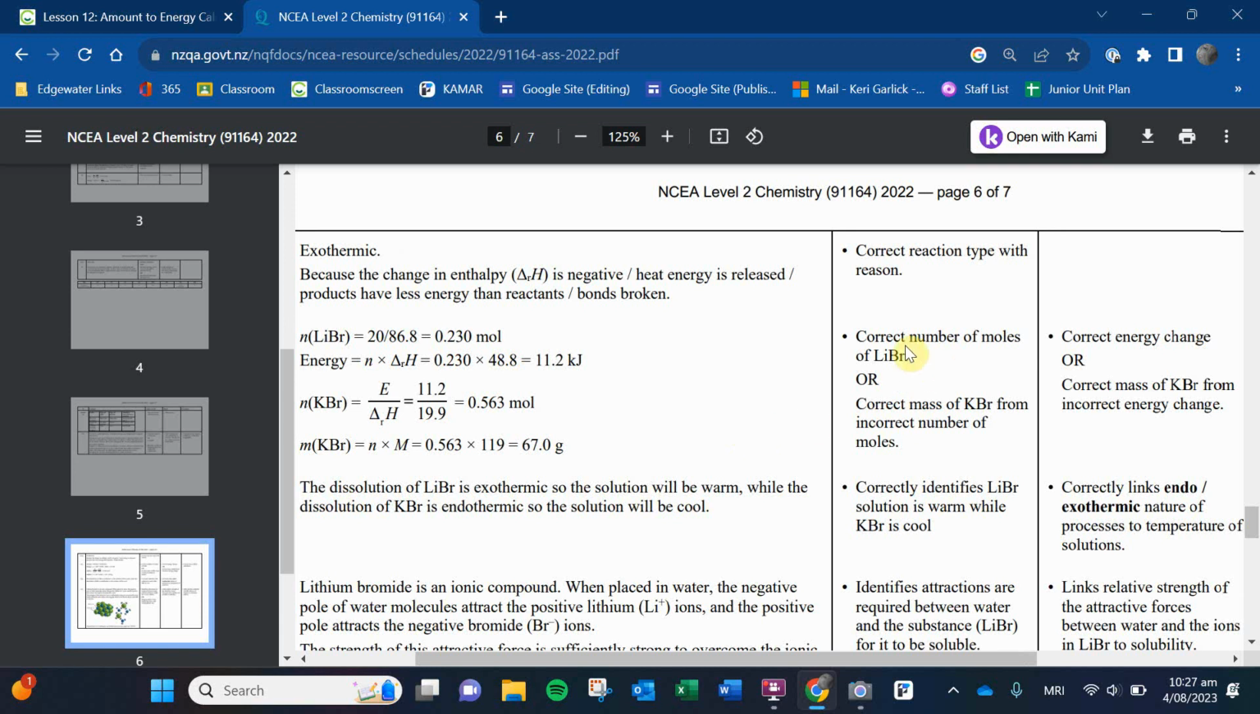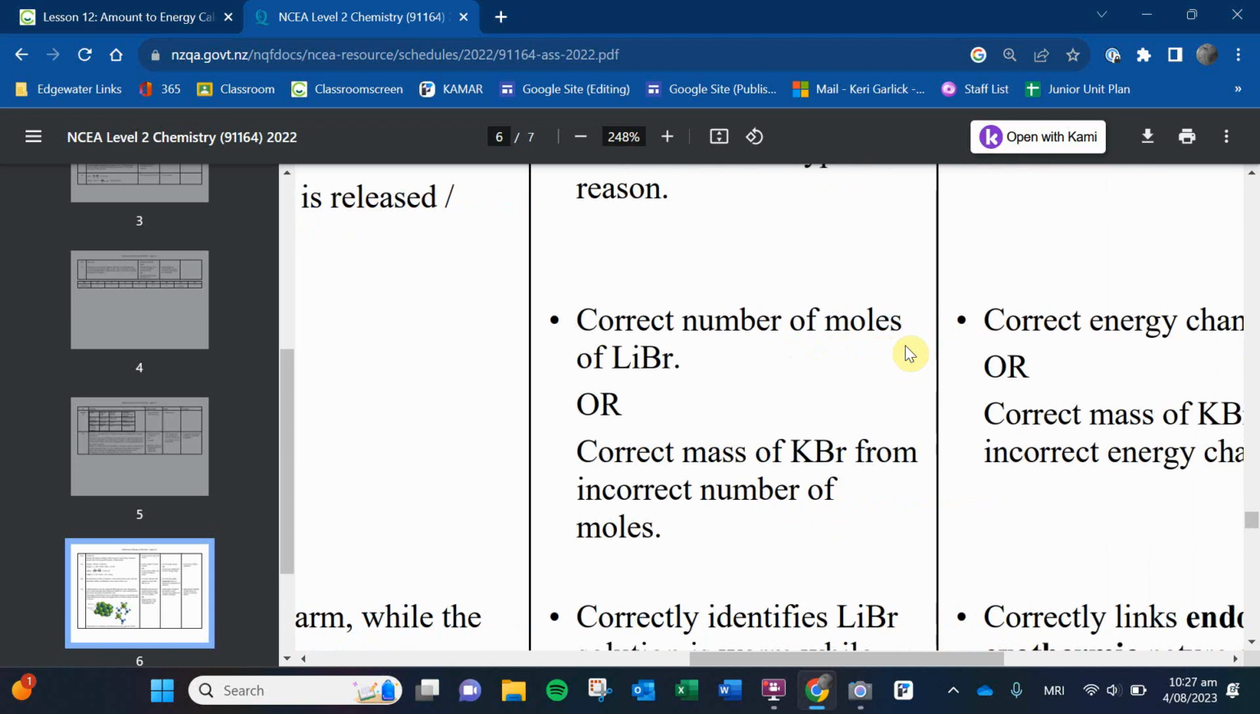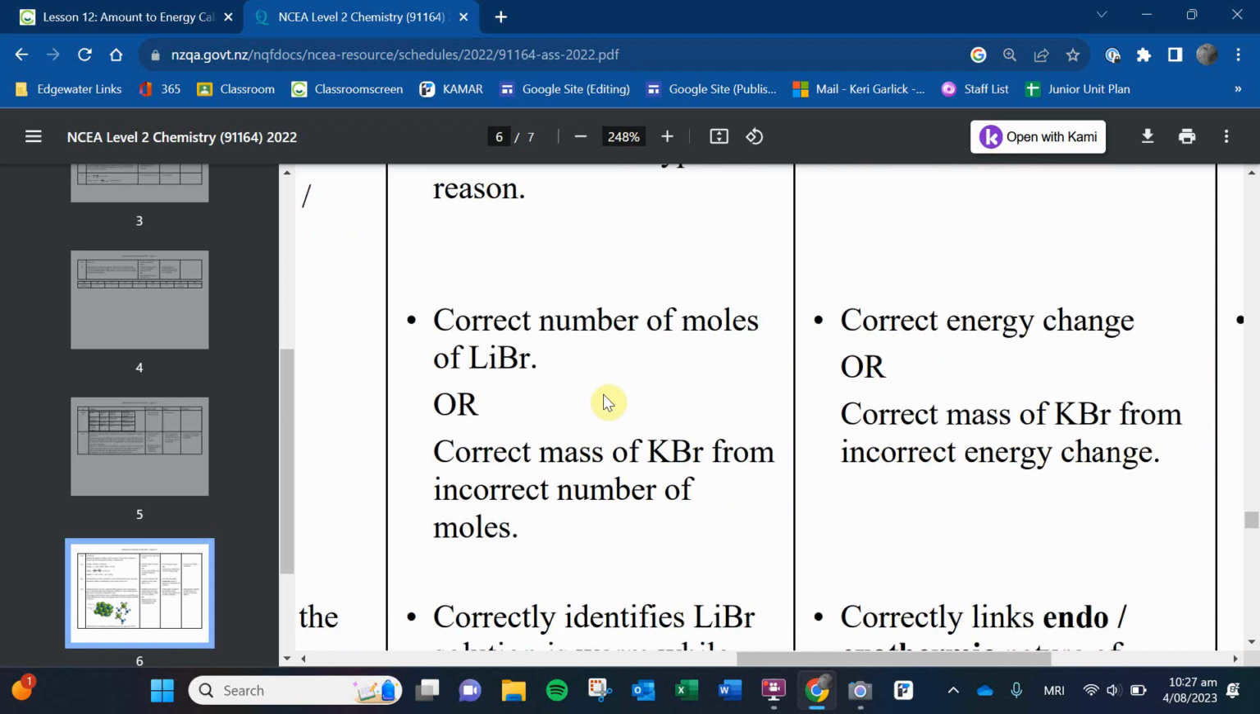So, achieved. Again, they usually give you multiple ways to get the achieved because they're trying to give you the benefit of the doubt. So, correct number of moles for the lithium bromide is one way they would give you the achieved. That's that conversion, way before. The other thing is the correct mass of the potassium bromide from incorrect numbers of moles. So I guess it means that you've made an error somewhere and carried through that error, and your answer is right based off of the error.